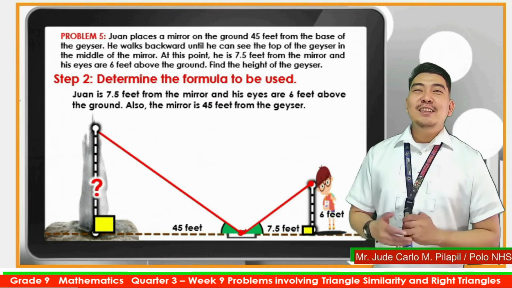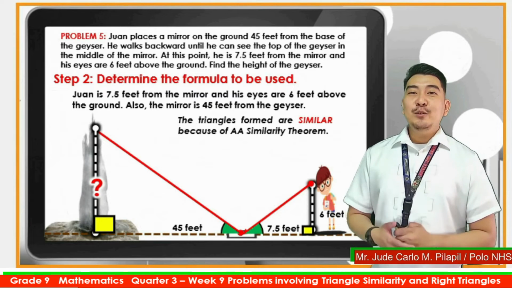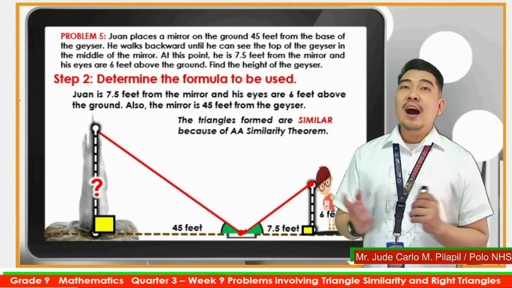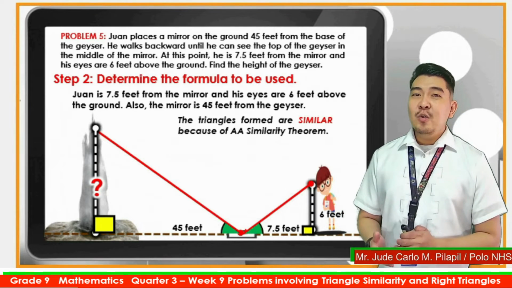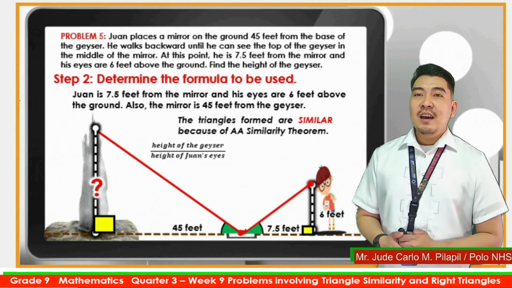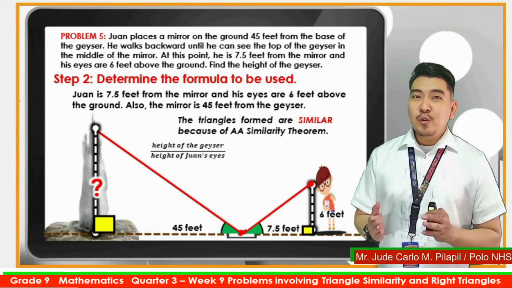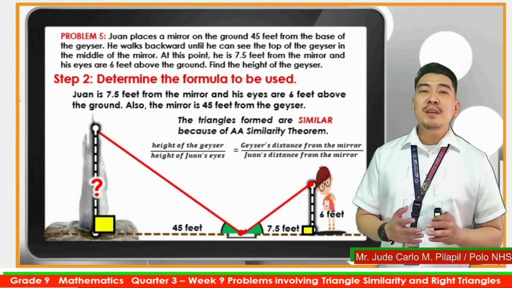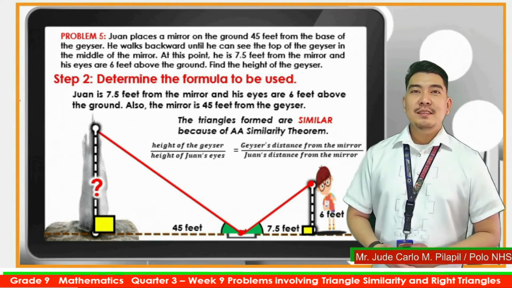That's great! The two triangles are similar because of the AA similarity theorem. Since the two triangles are similar, we can form a proportion out of the ratios of their sides. We can use the ratio of the height of the geyser over the height of one's eyes, which equals the ratio of the geyser's distance from the mirror over one's distance from the mirror.